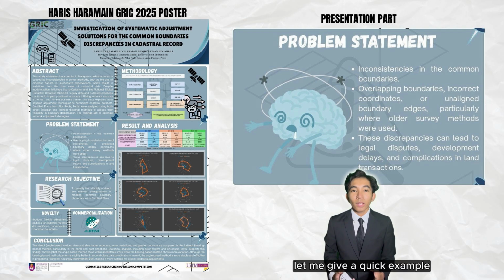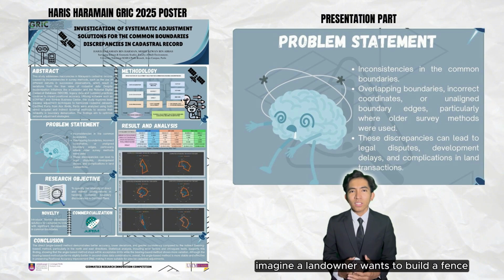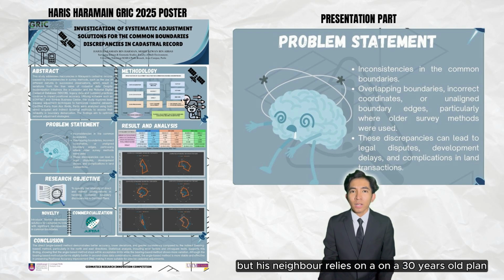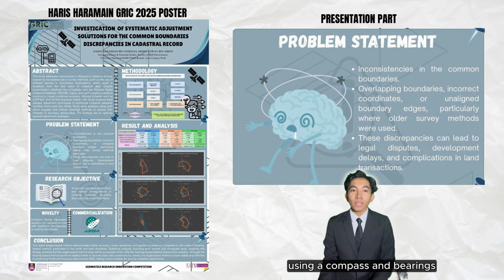Let me give a quick example. Imagine a landowner wants to build a fence. He uses a recent GPS-based survey, but his neighbor relies on a 30 years old plan using a compass and bearings. Their boundaries do not align, leading to a legal conflict.